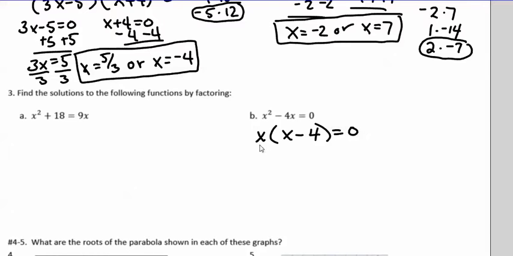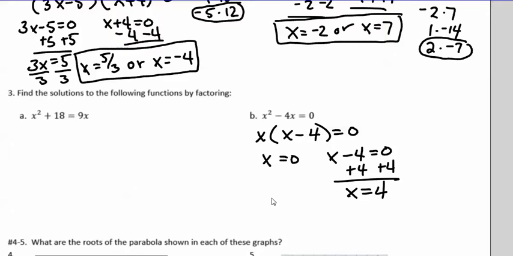So if I multiply x times x minus 4 and 0 is my answer, one of these two things has to equal 0. Either x equals 0 or x minus 4 equals 0. So this one's solved. On the right, you can add 4 to both sides, and you get x equals 4. So either x equals 0 or x equals 4.